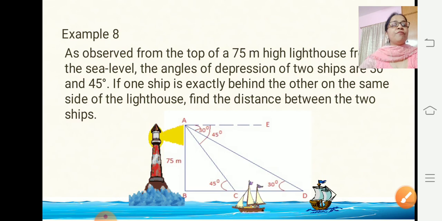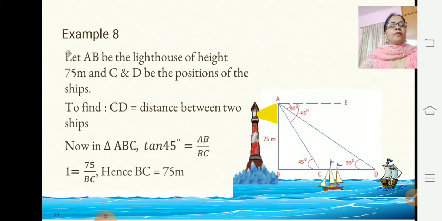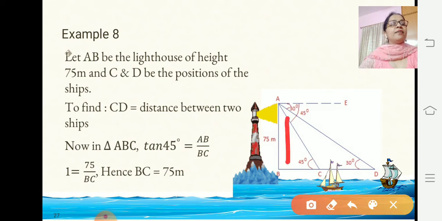You can see the figure, there are two different ships, and from the top of the lighthouse you are observing the ships. One is at 30 degree and the other one is at 45 degree angle. You need to find out what is the distance between the two ships. So AB is the lighthouse, the length AB is the length of the lighthouse, which is 75 meter.